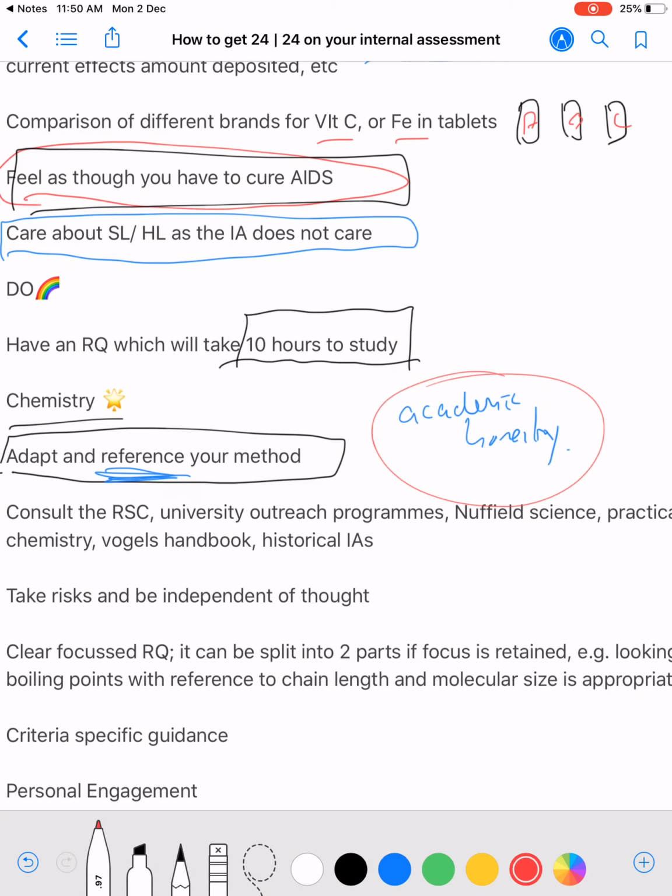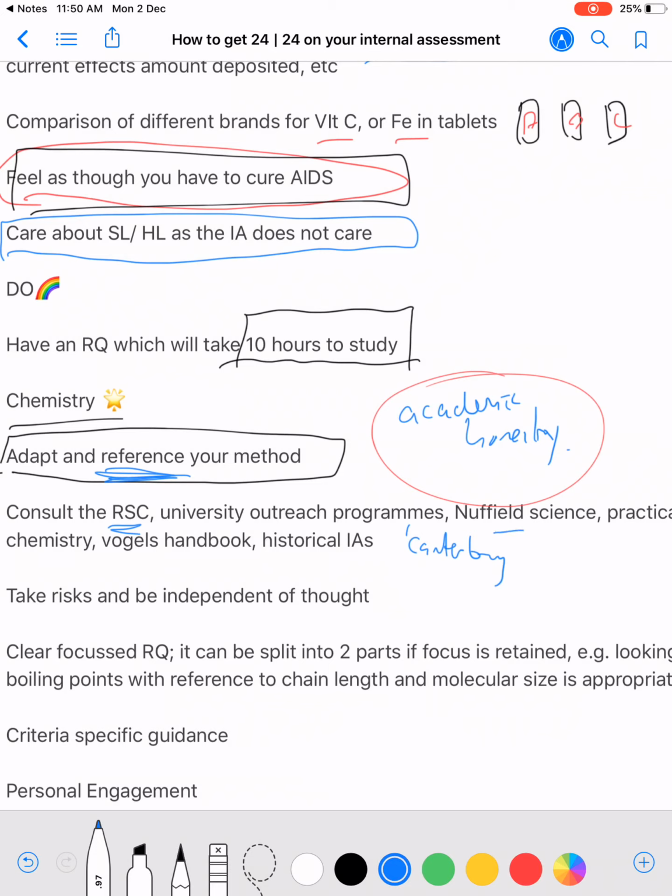So what do you do? Where do you begin? I love the Royal Society of Chemistry. I'm also a member. You don't have to be. That's the thing that teachers do. Look at the Royal Society of Chemistry website. Look at the university outreach programs. The University of Canterbury is a good one. They've got a number of things in there which you can use and adapt and change for your IA.